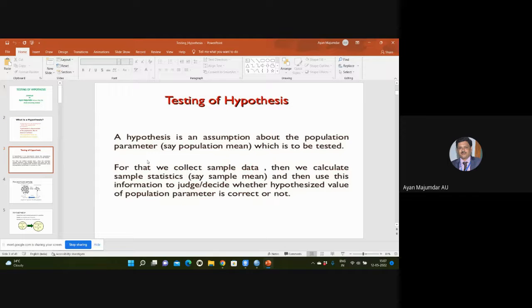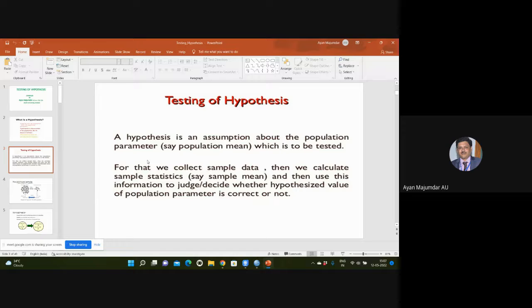Once you have developed your hypothesis, or once we have developed this idea that we need to test, we will go with the testing. Say I have said the average weight of this class is 58 kg. This class is the population, and average weight is the mean. So the population mean is 58 kg. Whether my assumption holds good or not, whether it is credible or not, needs to be tested. That is testing of hypothesis.